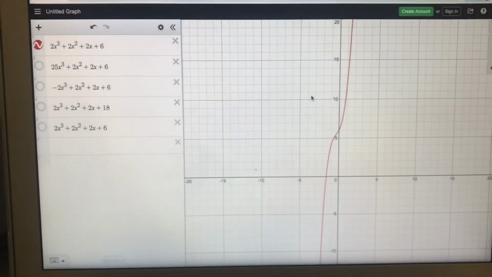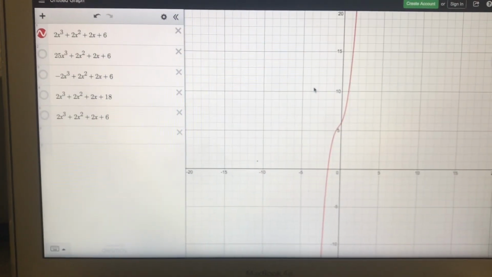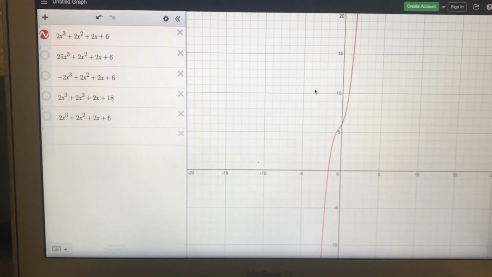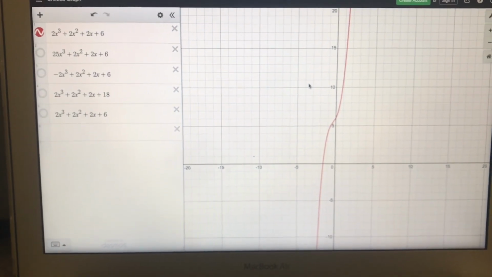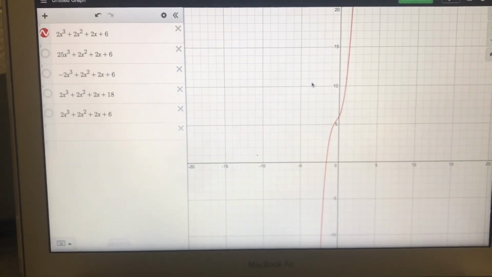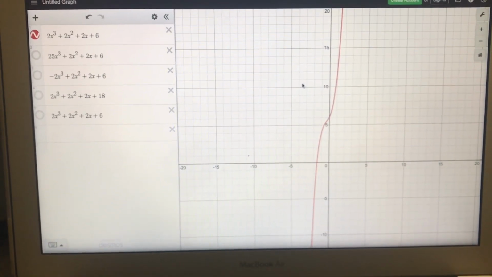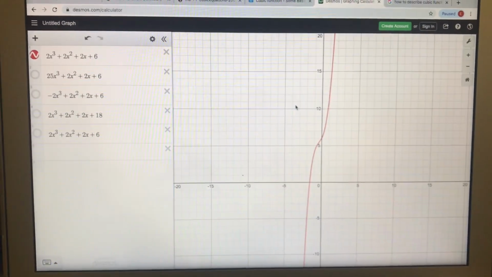Thank you, Jacob. So here's an example of what a cubic function would look like on a graph. I used the example equation 2x to the third plus 2x squared plus 2x plus 6. As you can see, it goes up, crosses through the y-intercept, then continues going up. However, the shape of the cubic function can vary based on the coefficients.